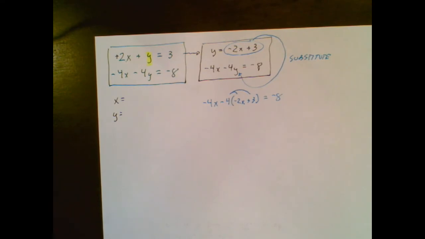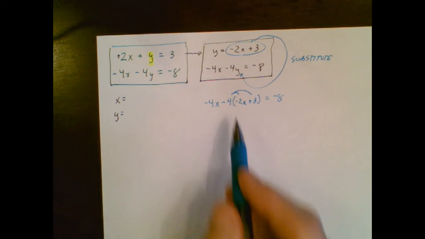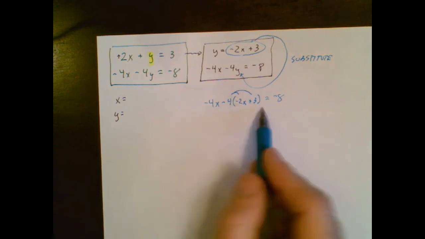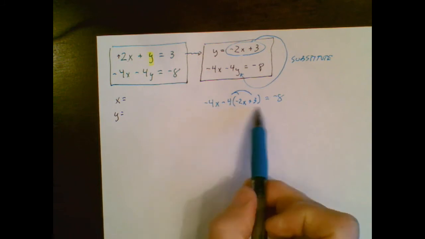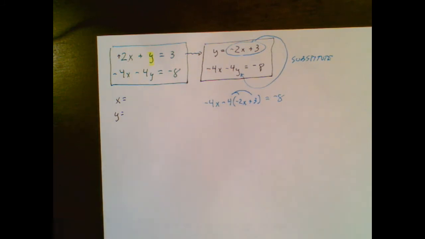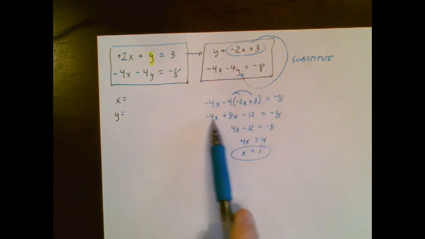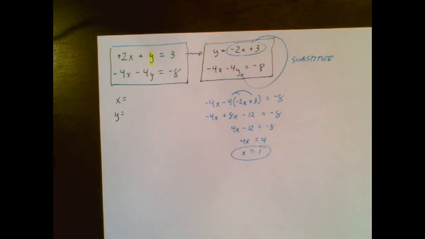So I've done my substitution. Now the next thing I'm going to do is solve this equation for x, because the whole reason I substituted is so I could have an equation with just one variable in it. I'll pause while I solve it. You should solve it too to see if you get the same answer. Hopefully you paused and worked it out as well. When I worked this out, I got x equals 1.